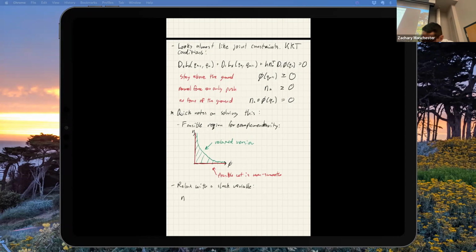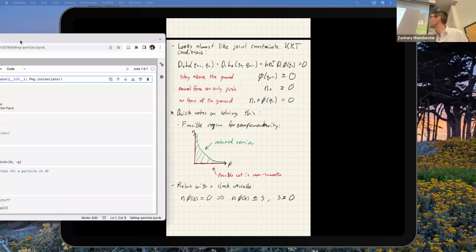So you take this and turn it into n times phi. Now, we're going to do it like this. We say it has to be less than or equal to some s, where s has to be positive, and that defines this green region, which is smooth and has an interior and all that kind of stuff. Okay, cool. So before we break, let's actually do this.